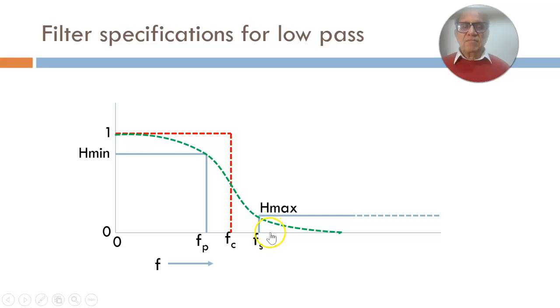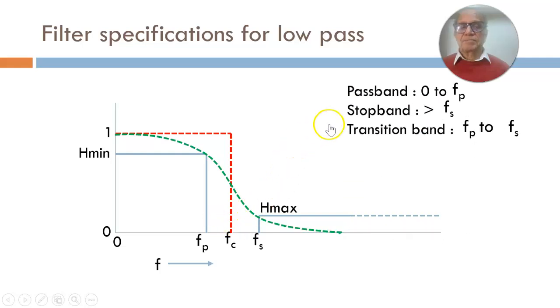Then in the stop band, we want the gain ideally to be 0 for all frequencies, but in practice, this is not possible. So you specify a maximum gain. In the stop band, the gain must not exceed this value. Okay. And since you cannot have an abrupt transition, clearly you will have a separation between the pass band and the stop band. This is called the transition band.